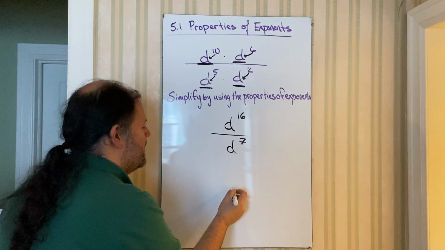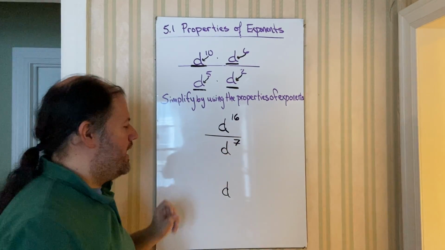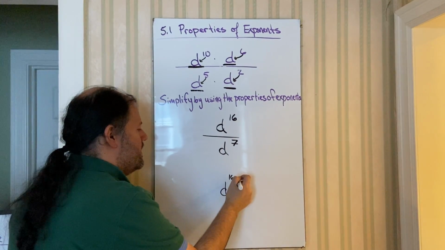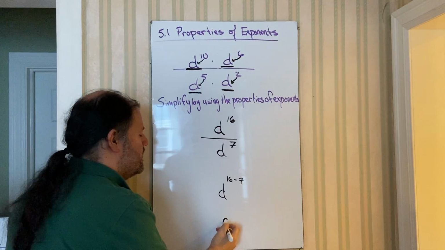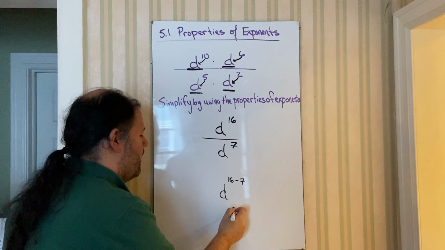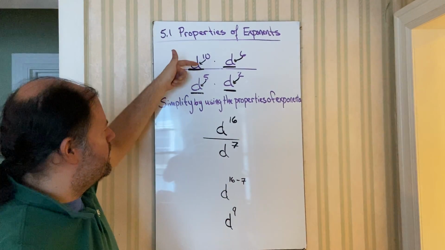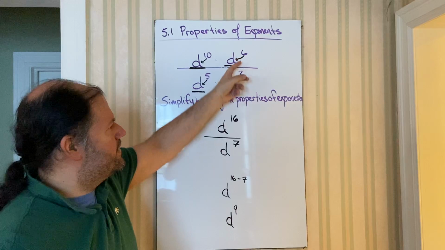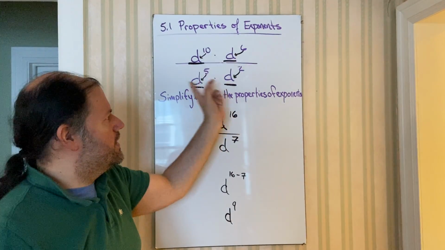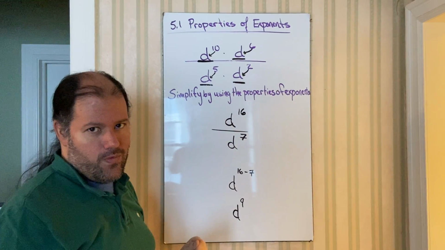D, we can keep it as d. And do top exponent minus bottom exponent. 16 minus 7, you know that that's going to be d to the 9th. So it's a little crazy here because you don't know, should I do 10 over 5 and 6 over 2, or should I go this way? You want to get used to looking at your product rule first.